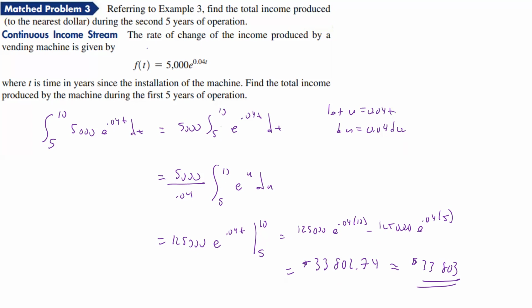That's going to be your total income produced by the machine during the second 5 years of operation, from year 5 through 10. Okay, so that's going to be our solution to that one. And again, with a lot of these that we're going to work in here, you're going to have to do some du substitution. So you'll get some more practice with your substitution in this section. All right, so let's stop here and come back for more.